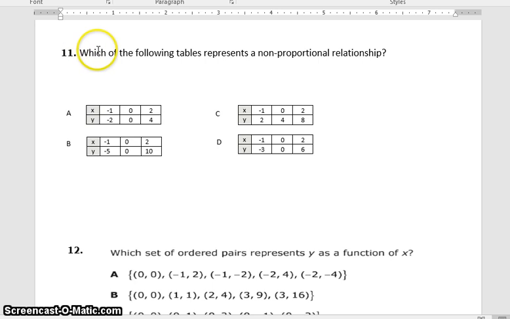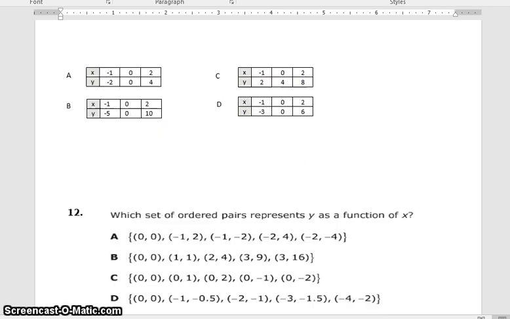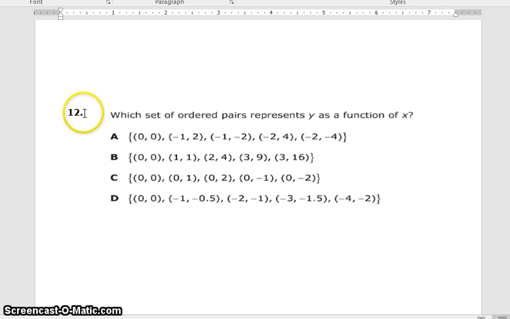Number 11. Which of the following tables represents a non-proportional relationship? Which of these is non-proportional? 12. Which set of ordered pairs represents y as a function of x? Which is a function?